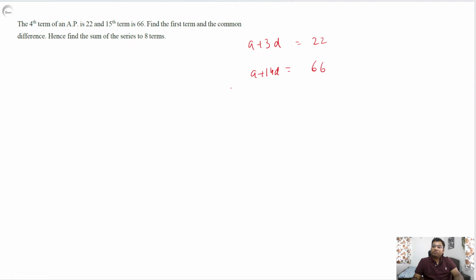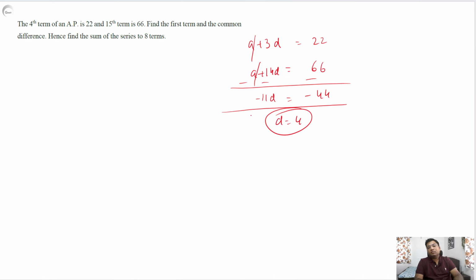So we have two simultaneous equations. We will eliminate the variable. A cancels out. 3 minus 14 is negative 11D. 22 minus 66 is negative 44. So D is equal to 4. That's all it takes. Once you have the value of the common difference, the question says find the sum of the series to 8 terms.